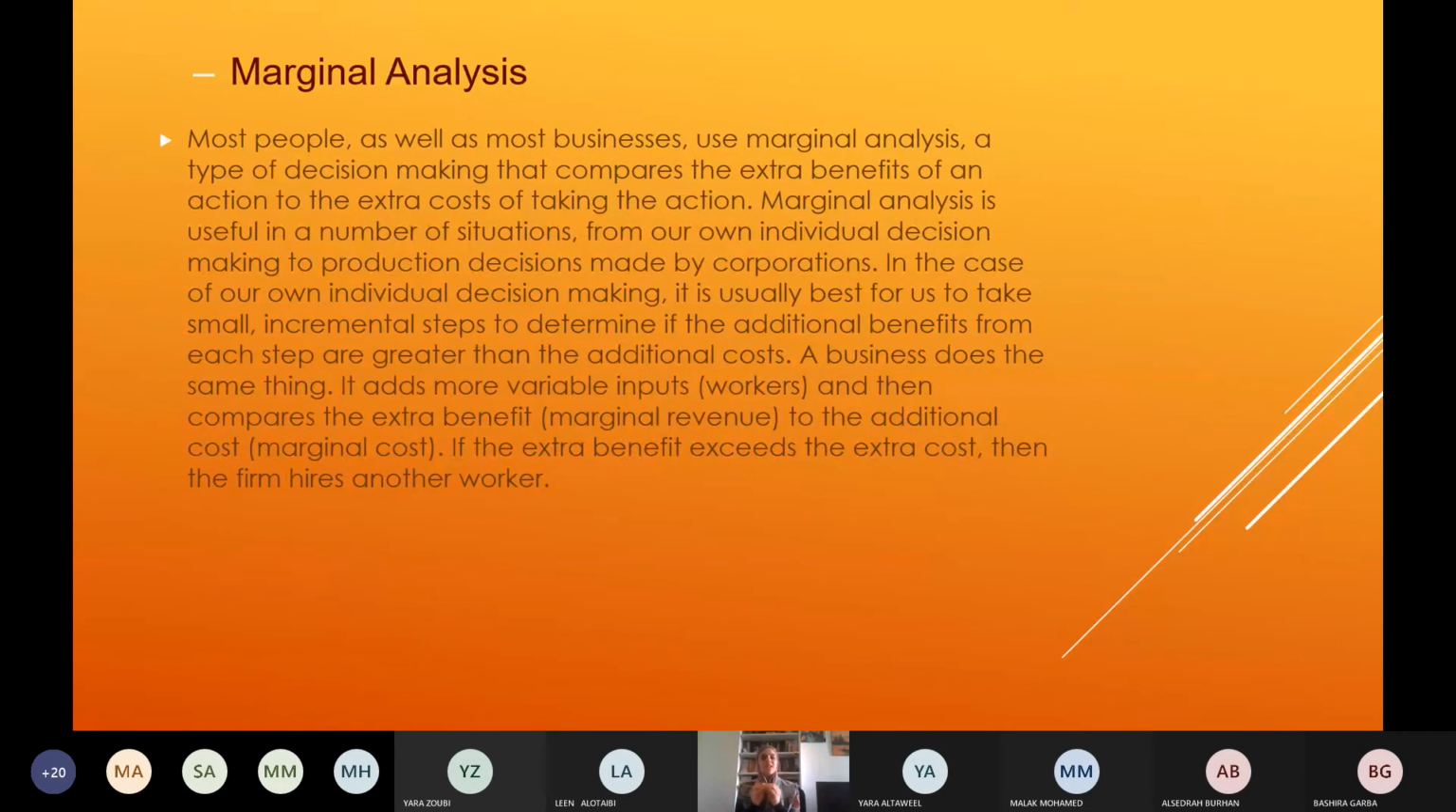So marginal analysis is the process that teaches me whether to hire a new worker or not. It helps me in decision making. It is best for us to take small incremental steps in determining if the additional benefits from each step are greater than the additional costs. If I hire him, he wants 600. I only gain 300, so I will not hire him.